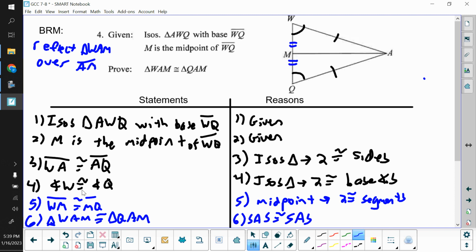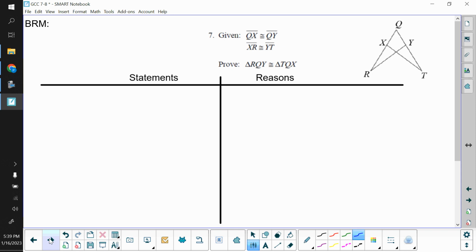So the other one we're going to look at as a group is number 7. So again, on your separate sheet of paper, you can go ahead and do your statements, reasons, and givens.